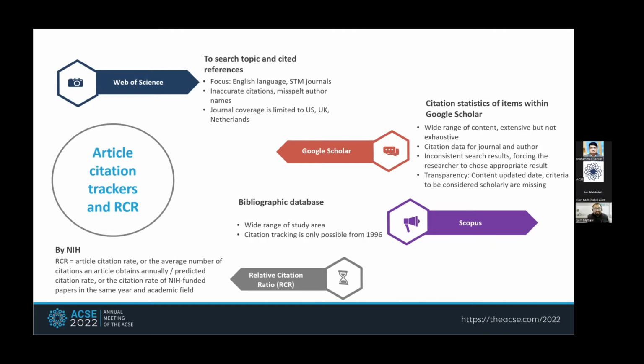Another important one we have come across is Scopus. This is from Elsevier and definitely has a wide range of databases when compared to Web of Science, but citation tracking is only possible from around 1996. NIH has also introduced a new citation index called the relative citation ratio, which is still not being used very significantly by the research community.